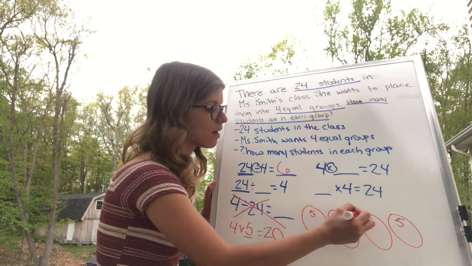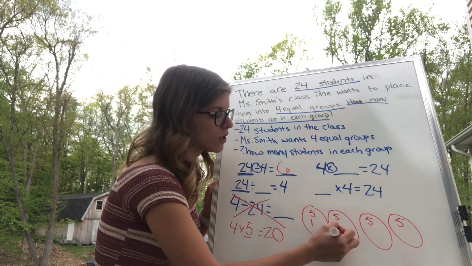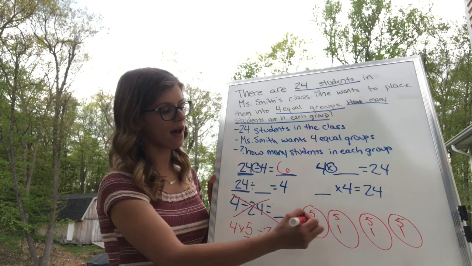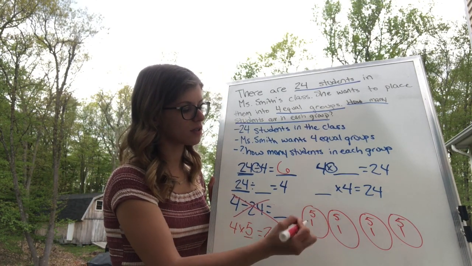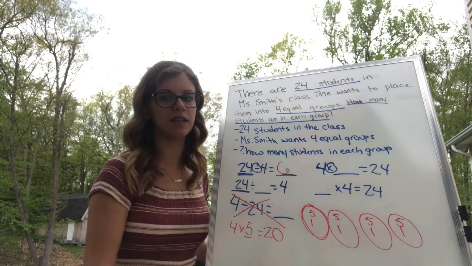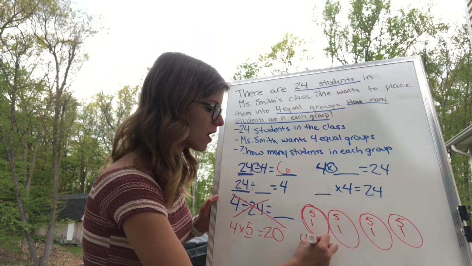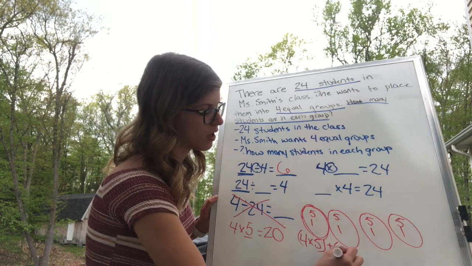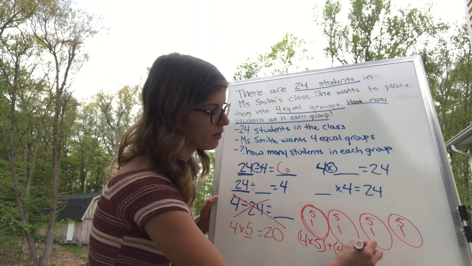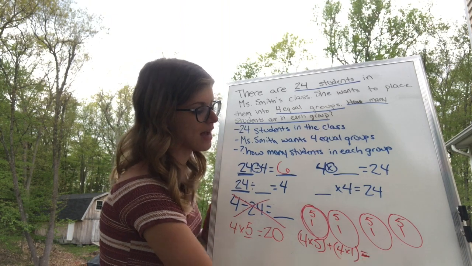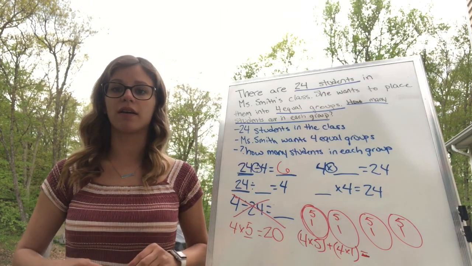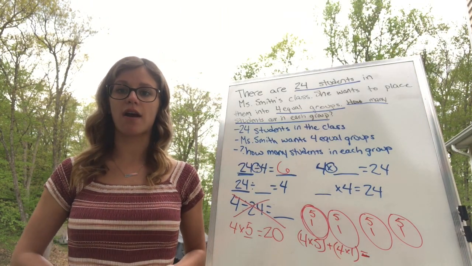So I did 5, 10, 15, 20, 21, 22, 23, 24. So I see that I have 5 plus 1 is 6, so still 6 in each group. All I did was 4 times 5 plus 4 times 1. I dealt it out in an easier way. That way I made sure I wasn't losing track.